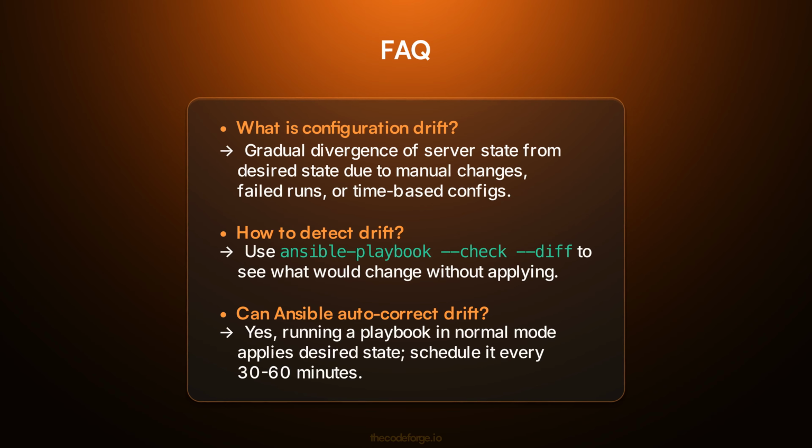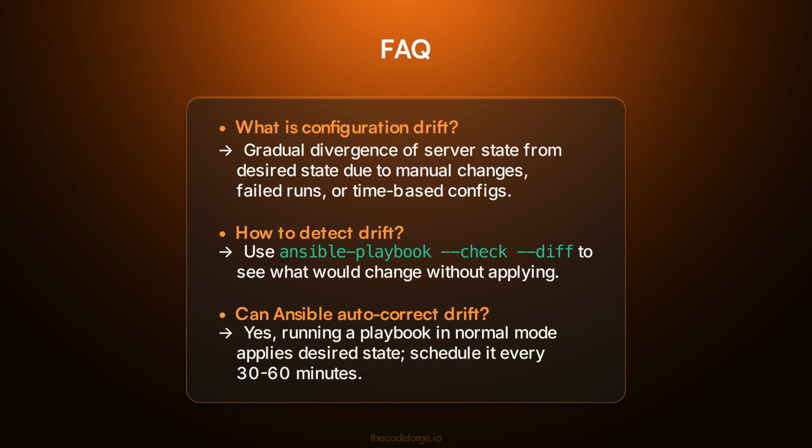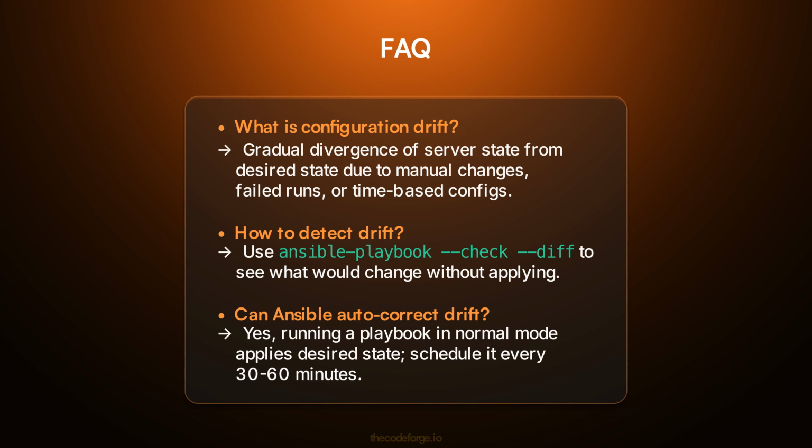And a few frequently asked questions. What is configuration drift? Gradual divergence of server state from desired state due to manual changes, failed runs, or time-based configs. How to detect drift? Use ansible-playbook --check --diff to see what would change without applying. Can Ansible autocorrect drift? Yes, running a playbook in normal mode applies desired state. Schedule it every 30-60 minutes.